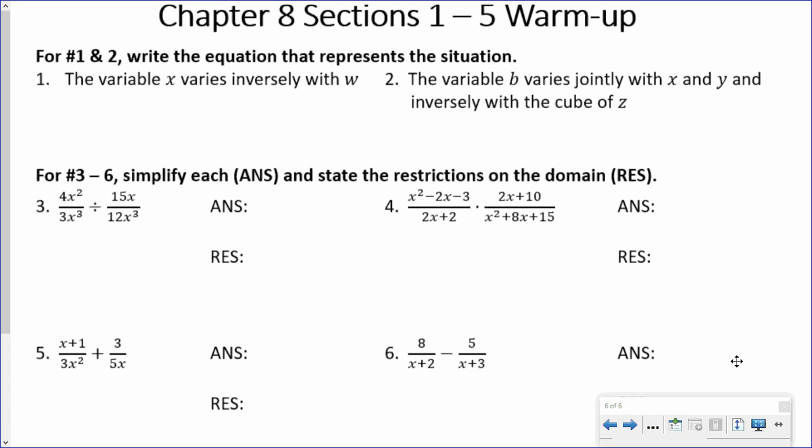All right, first you're going to work on the Chapter 8, Sections 1 through 5 warm-up. So this is a review of the first half of the chapter. So go ahead and pause this and take about 15 minutes to work on this. That gives you a little over 2 minutes per problem. And then we'll come back and see how you did.